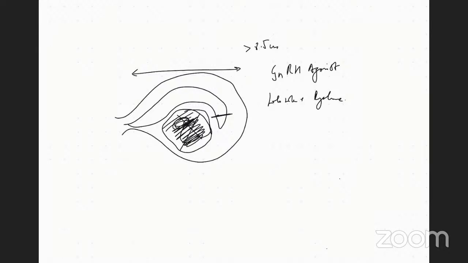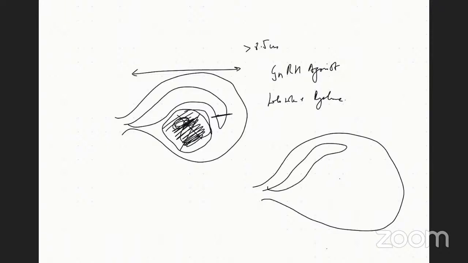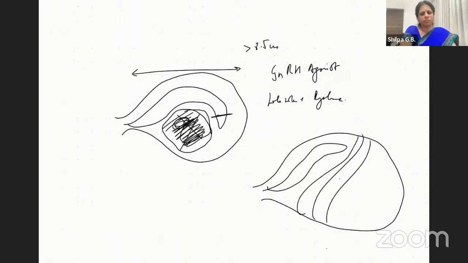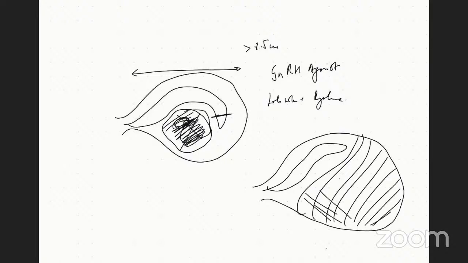The second case scenario is this, madam. This is a huge adenomyosis, right? This is a huge one. And in this adenomyosis, the size of the uterus is definitely more than 10 centimeters, so GnRH agonist and letrozole plus registrone is not going to work, madam. So this is case number 1, this, and case number 2, this.